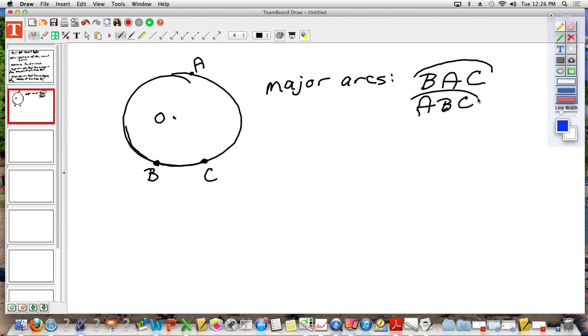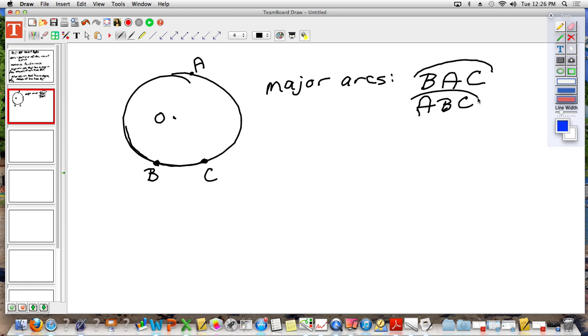Are there any other major arcs up there? CBA. Could you go from C to B to A? Yeah. Well, why am I not going to list that? Oh, because it's the same as ABC. Yeah, because I already have CBA, just in the opposite order. So I think that those are my only major arcs.